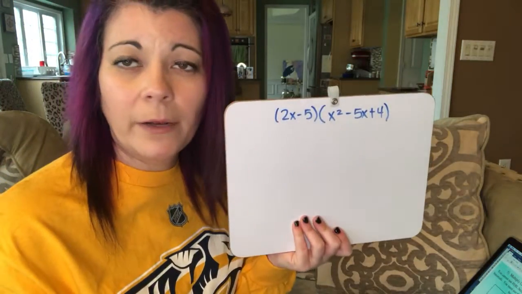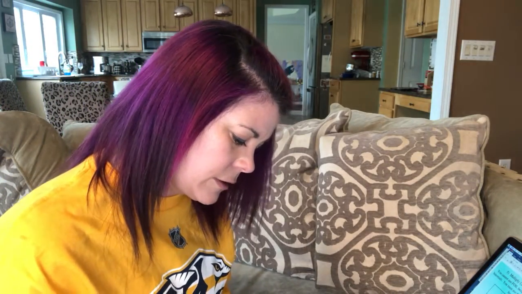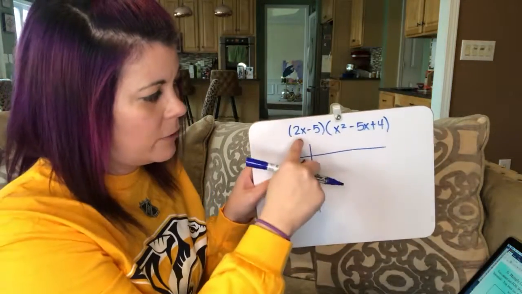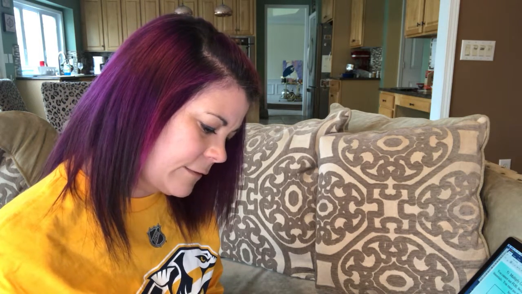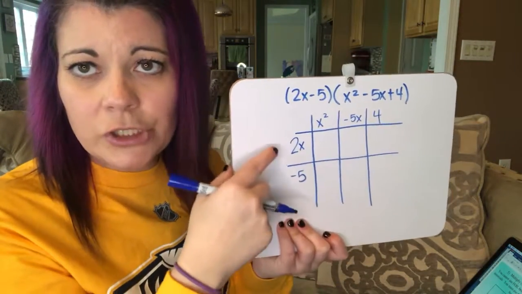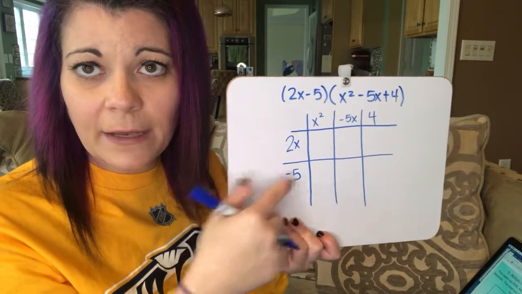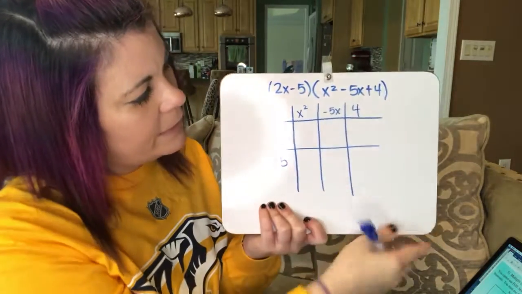Here we're doing a binomial multiplied by a trinomial, so an area model will work pretty well here. I am going to draw this, and it doesn't matter which polynomial you put up top. I am going to put 2x and then minus 5, and then the other ones are x squared, minus 5x, and 4. So again, here's how you set it up. The first term is 2x, the second term is negative 5. And on this polynomial, we have x squared, negative 5x, and 4. Now we're just going to fill in these squares.